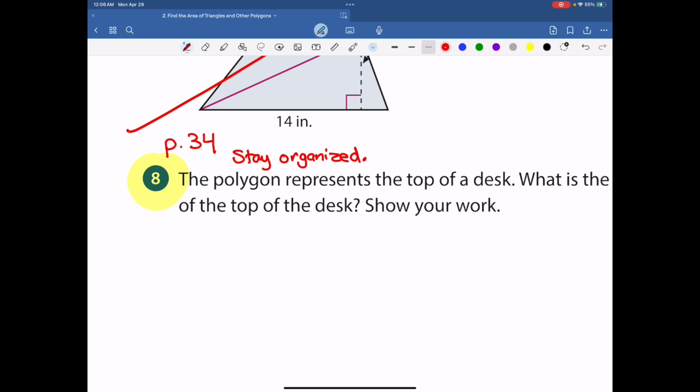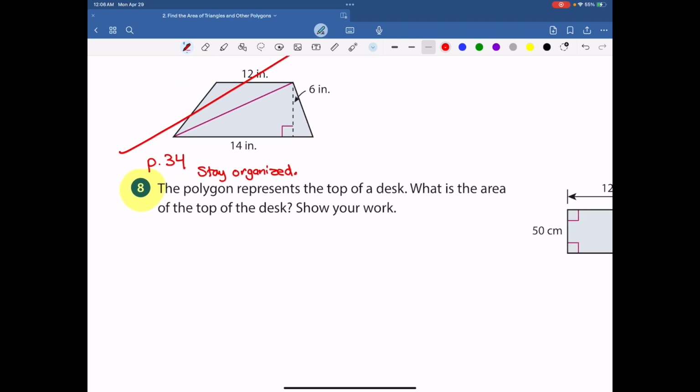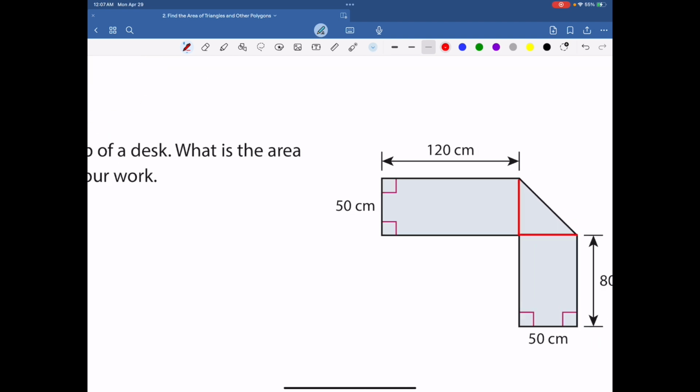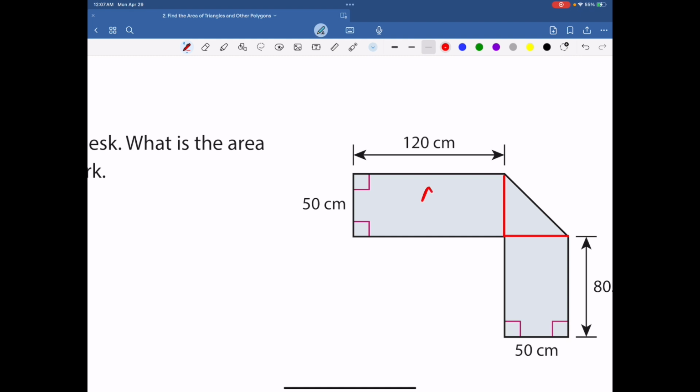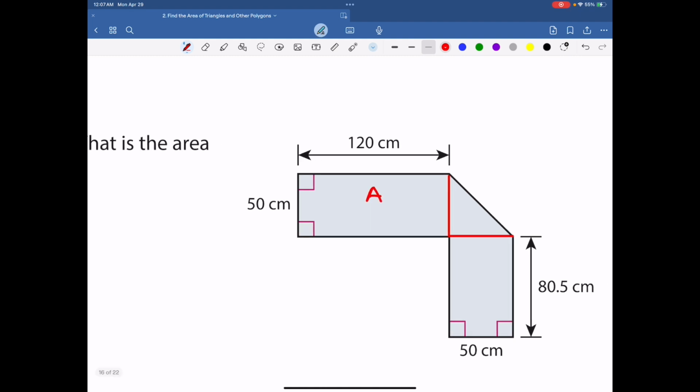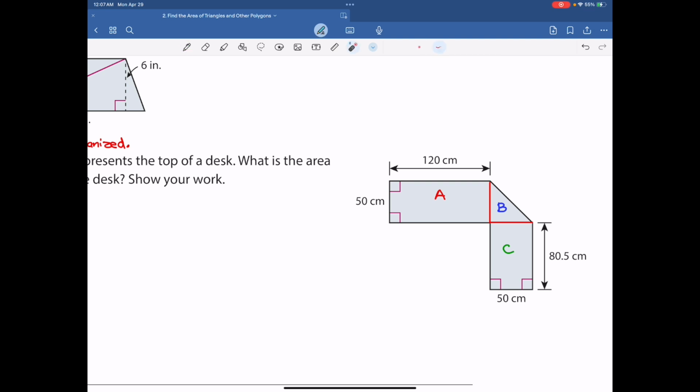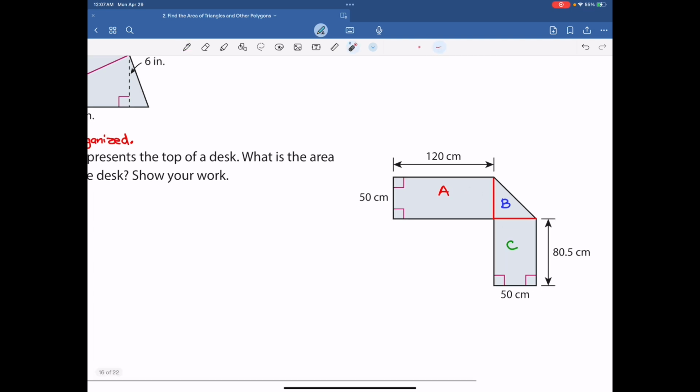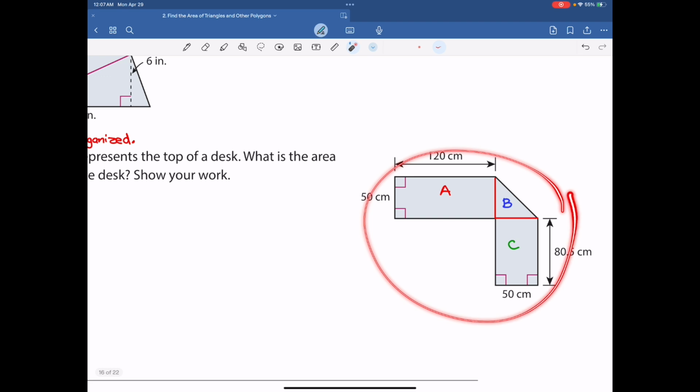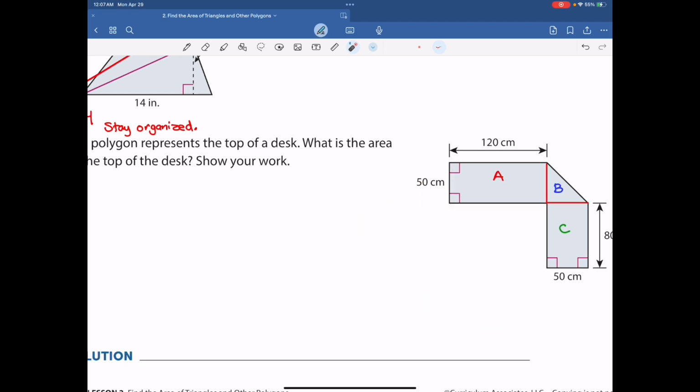And the way that we're going to stay organized is we're going to color code and we're going to give everything a name. So this section here, this is called section A in red. Then we have section B in blue. And finally, section C in green. And if we add up A plus B plus C, we will end up with the area of the entire figure. So let's go ahead and start attacking.